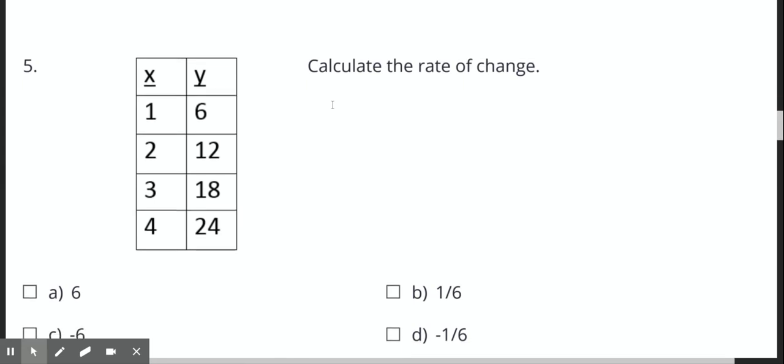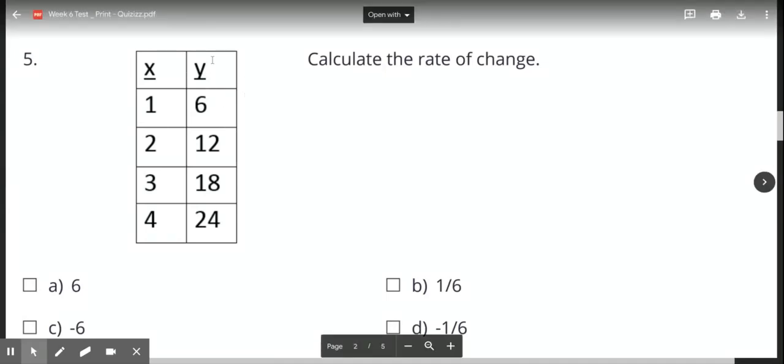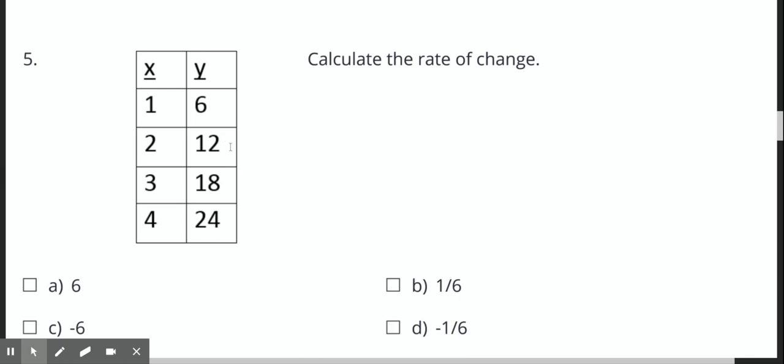Number 5, calculate the rate of change. Look at the output. Look at the y values. How much is the pattern increasing each time when it goes from 6 to 12, 12 to 18, 18 to 24?